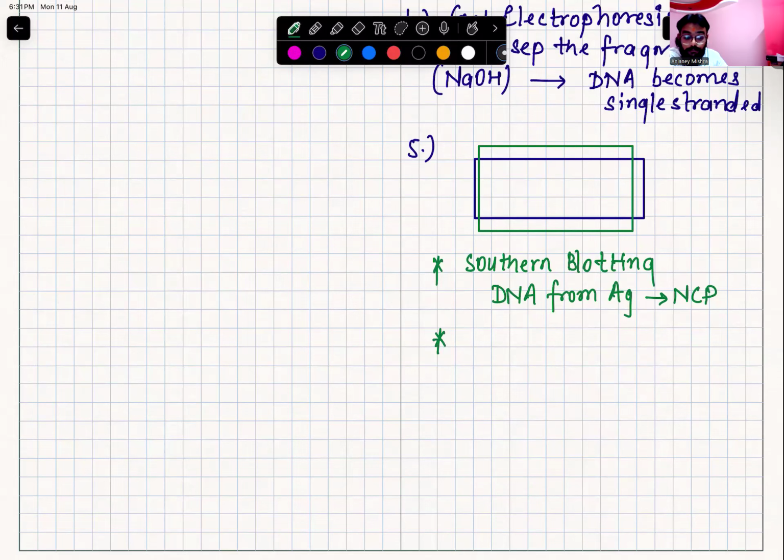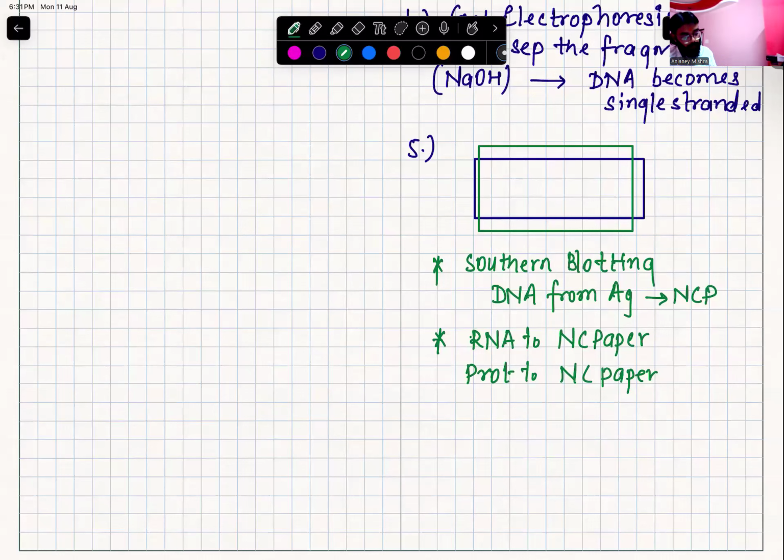If you do the same thing with RNA to nitrocellulose paper, or protein to nitrocellulose paper, like you press it and you transfer it. For RNA, it is called northern blotting, and for protein, it is called western blotting. Nobody's going to ask you in detail. Is that clear? Yes, sir.